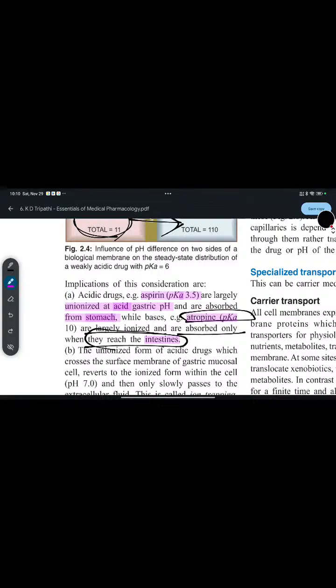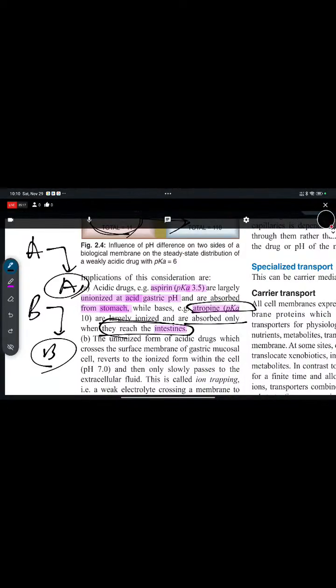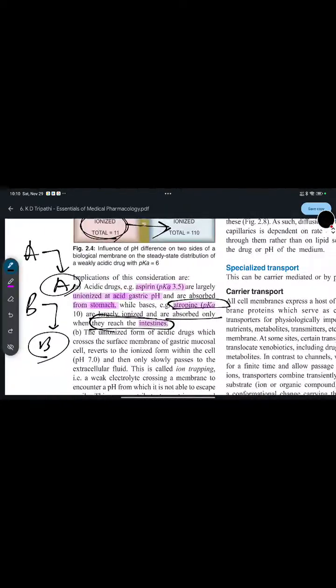Okay now. Ultimately, acidic drug will be absorbed in acidic medium. Basic drug will be absorbed in basic medium. So what is the acidic medium? Acidic medium is the stomach. What is the basic medium? Basic medium is the intestine. Now, again you have to understand, if it is strongly acidic, it will not be absorbed. If it is strongly basic, then also it will not be absorbed. But if it is weakly acidic, it will be absorbed more. And if it is weakly basic, then also it will be absorbed more.